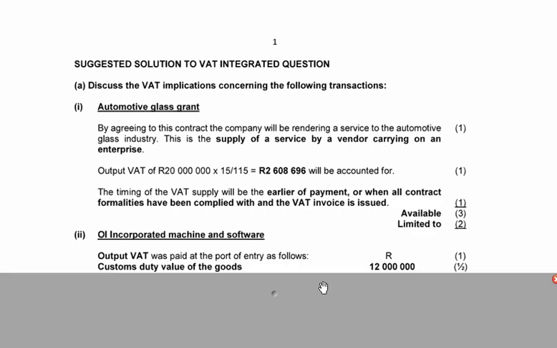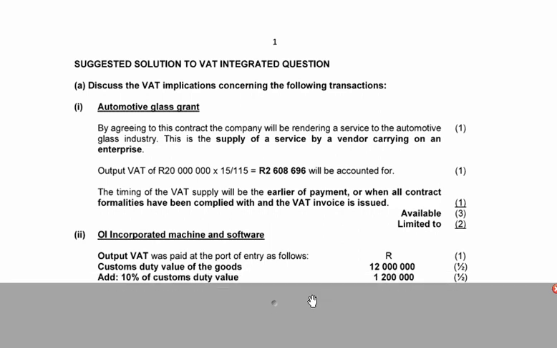So what did it say? Customs duty value, 12 million. Now, guys, you need to specify how much VAT is actually being paid. When we take something across the border, it's output VAT, so 1 mark for output VAT. Customs duty value, 12 million given in the question. Plus 10% of customs duty value, because this is not coming from Botswana, Swaziland, Lesotho, or Namibia.